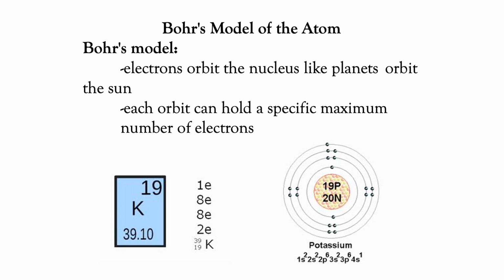Just like what I've said, each orbit can hold a specific maximum number of electrons. Say you have potassium with an atomic number of 19 and an atomic mass of 39. Since you have atomic number 19, you will also have 19 protons and 20 neutrons.